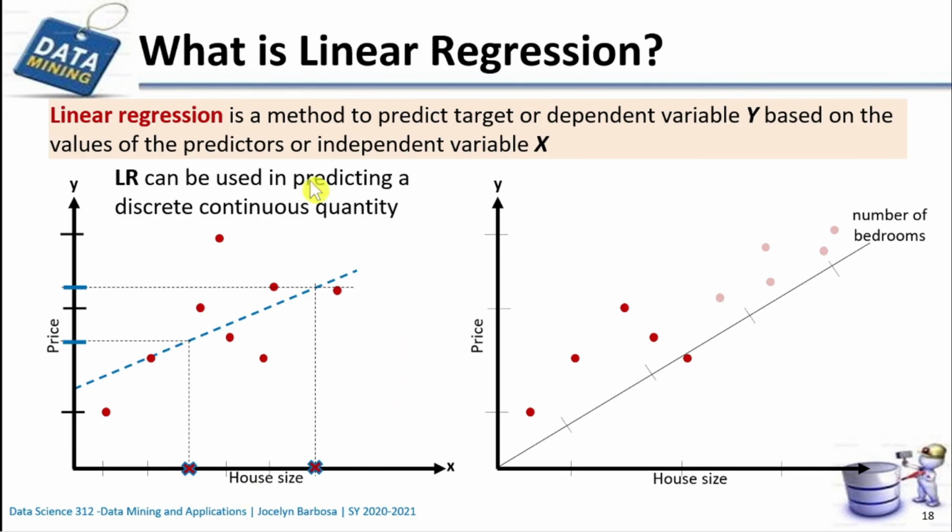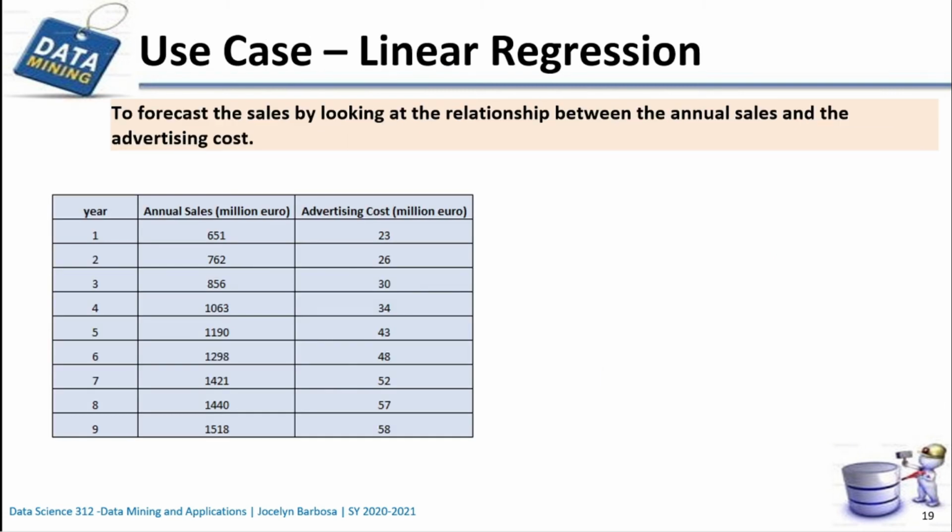Okay, so as we can see, these are a few examples of use cases of linear regression. And there are also cases where we have more than one independent variable. For example, you don't only consider the house size but also the number of bedrooms, which might have an effect on the price. Another use case where a linear regression model is used, for example, is to forecast sales by looking at the relationship between the annual sales and the advertising cost.